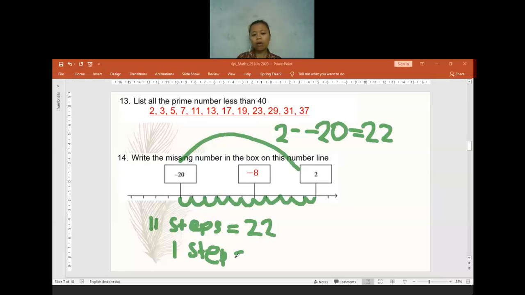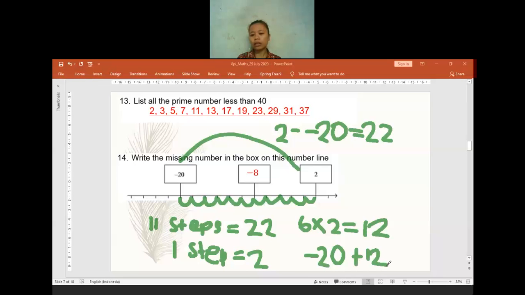Right? Now from -20 to the number in the question, there are 1, 2, 3, 4, 5, 6. There are 6 steps. So it means 6 times 2, which is equal to 12. So I can do -20 plus 12, which is equal to -8.